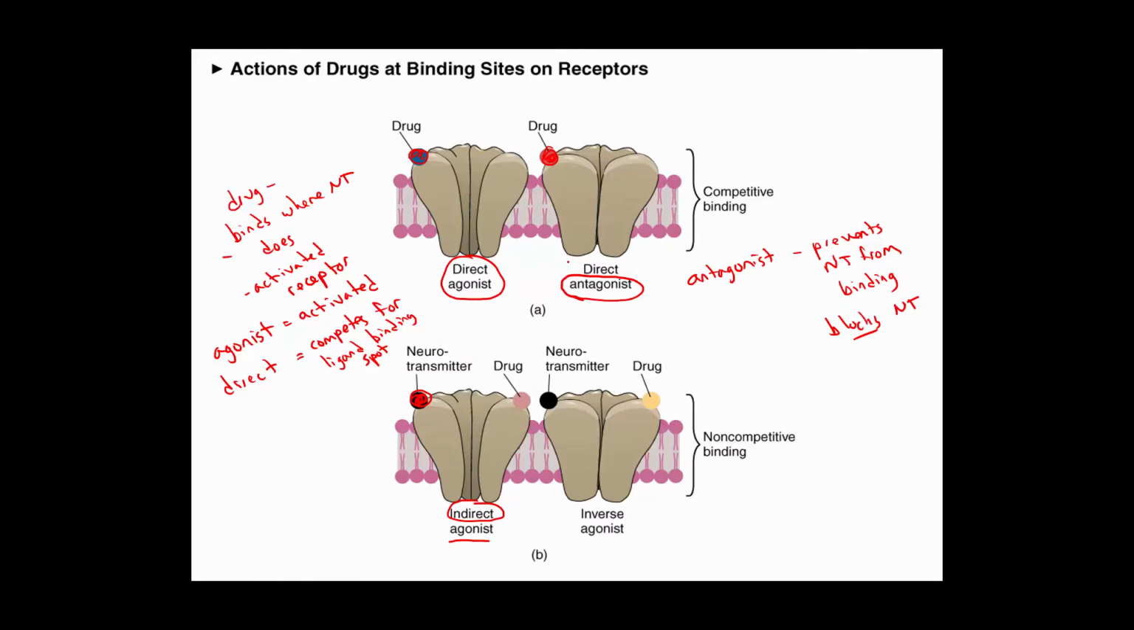So look at direct agonists and antagonists. Drug or neurotransmitter, only one of them can bind. They're competing for the same spot. Okay, so I've got drug, I've got neurotransmitter, and I've got one parking spot. Here, I've got my neurotransmitter and my drugs, and I've got two parking spots. They can both bind at the same time. Okay? So we have direct, indirect, agonist, and antagonist. Remember, an antagonist prevents the neurotransmitter from having any effect.